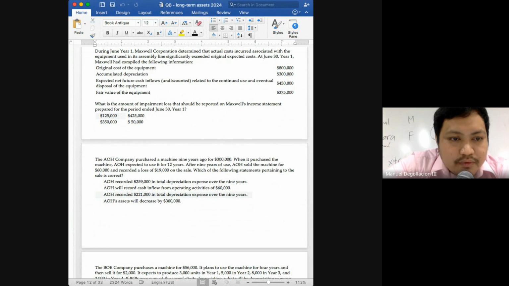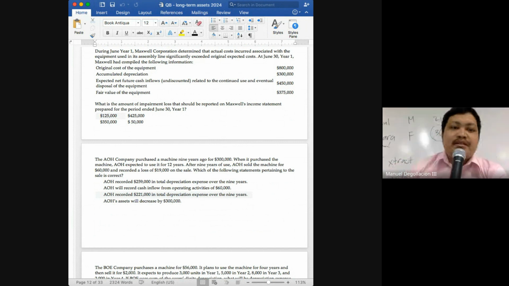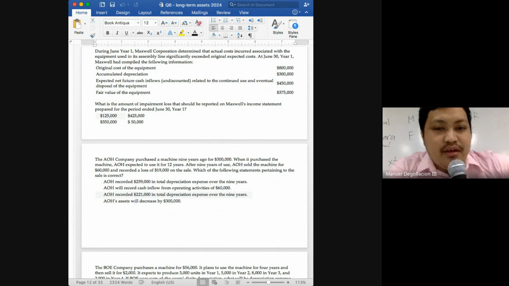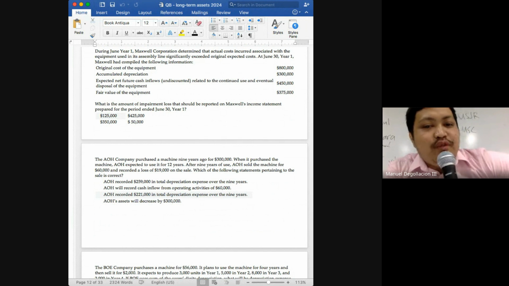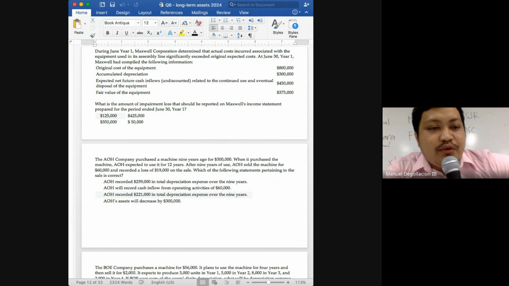Plus, if you recorded a loss of 19 after you sold it for 60, how much then must have been the book value? Since it's a loss, which one is greater, the book value, the carrying amount, or the selling price? The book value. So if the book value is greater and you sold it for 60, which resulted in a loss of 19, how much do you think was the book value, the carrying amount, at the time of sale?